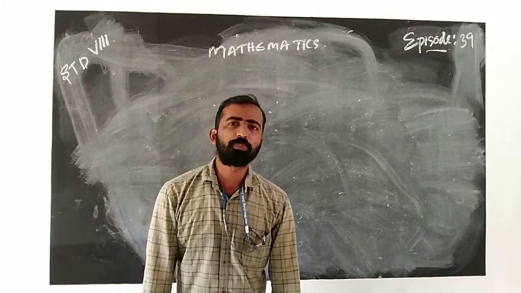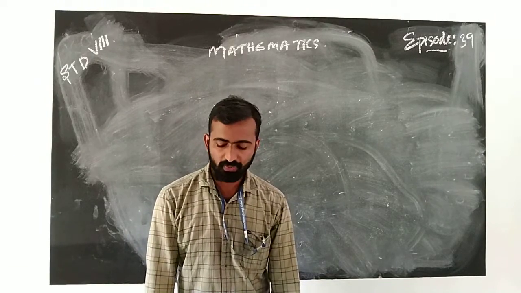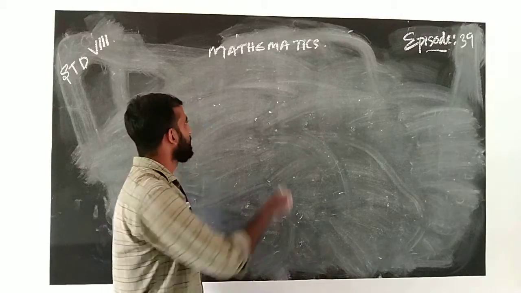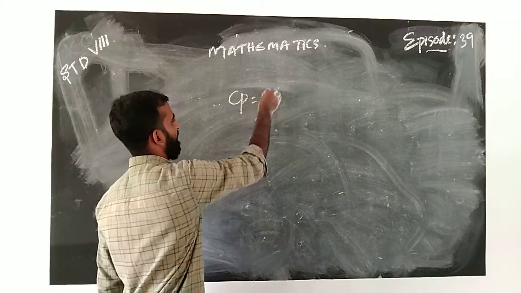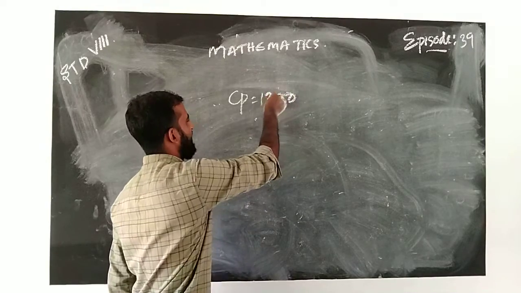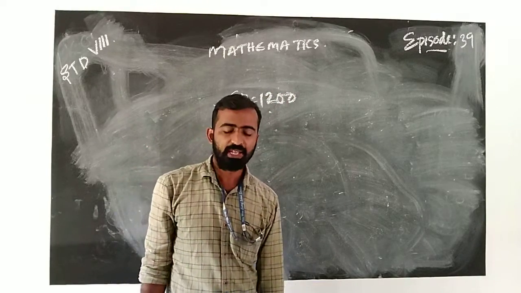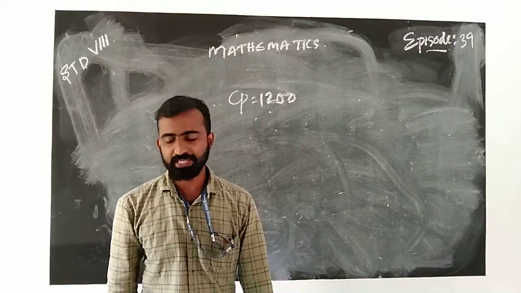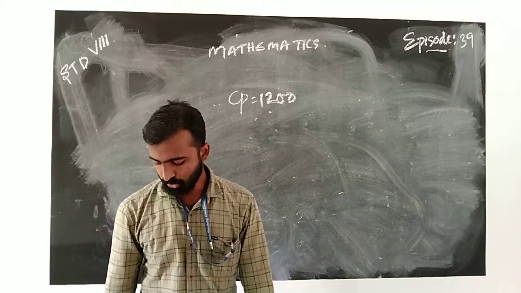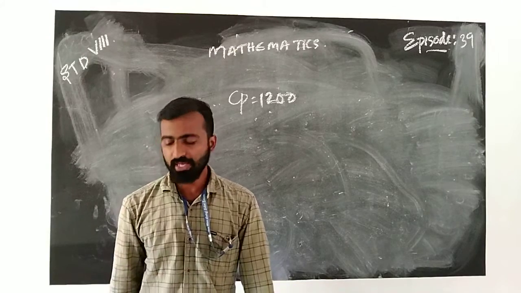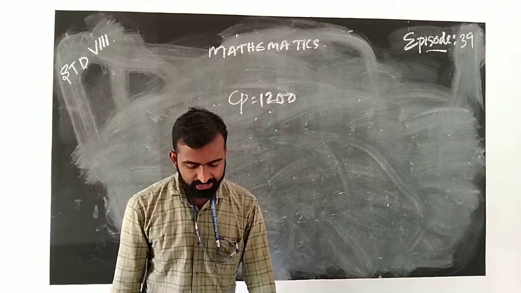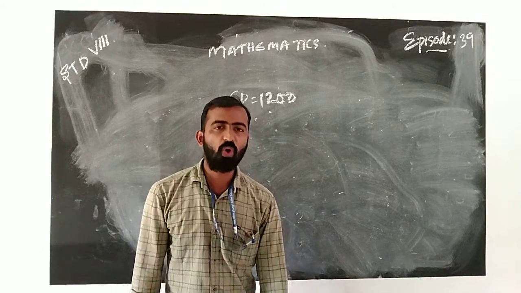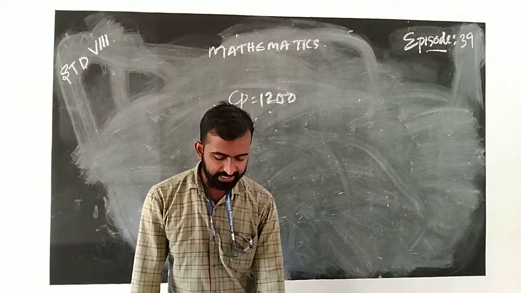Overall cost price is what? Overall cost price is equal to 1200. Is it? Meenu bought 2 fans. We write overall cost price 1200. Yes.